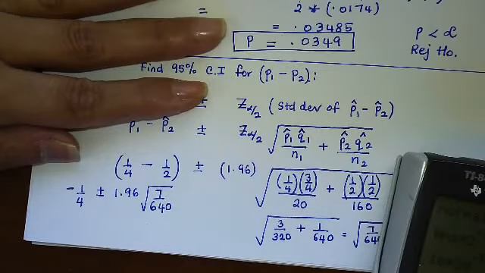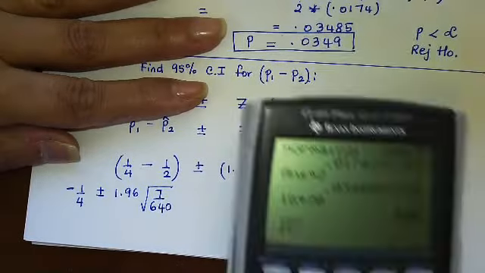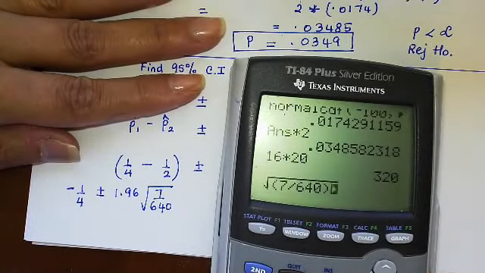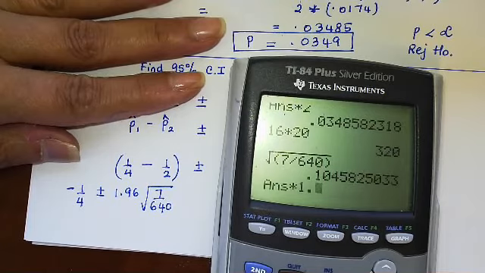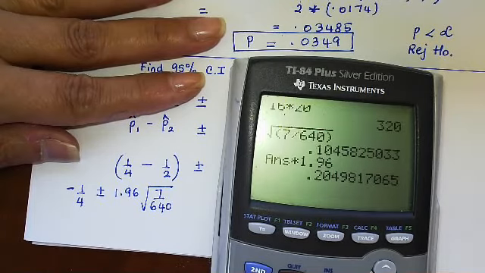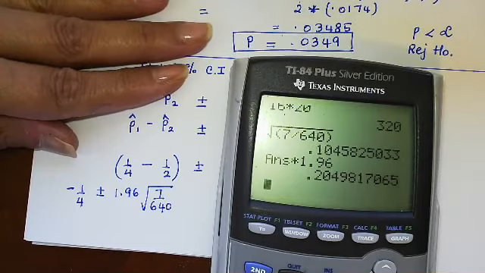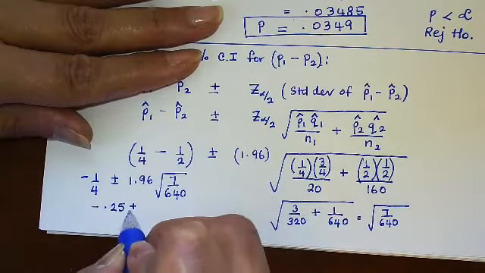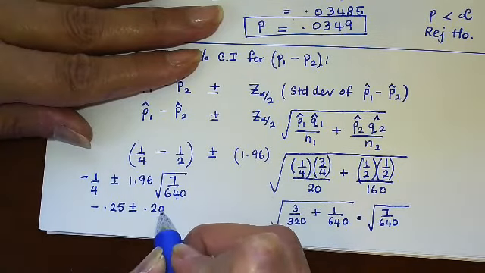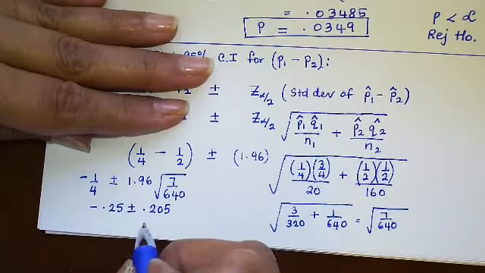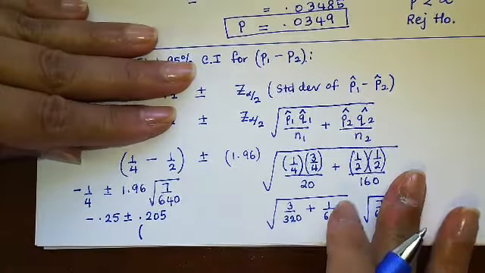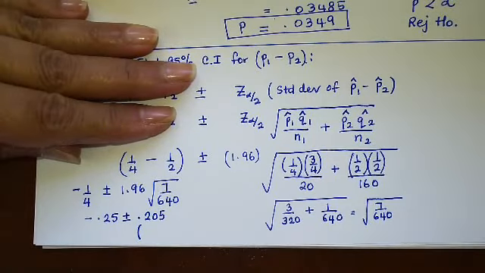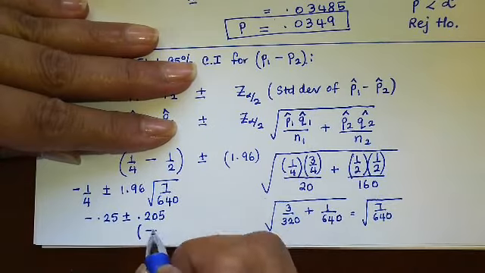So let's go here. 1/4 minus 1/2 is negative 1/4, plus or minus 1.96 times rad 7 over 640. So radical 7 divided by 640 times 1.96 is 0.205. So I have minus 0.25 plus or minus 0.205.